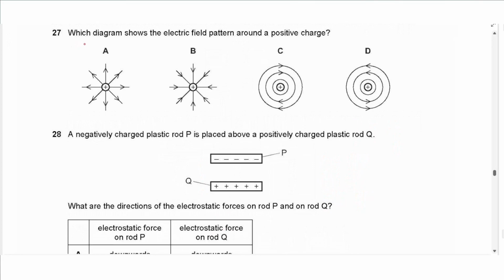Question 27 says which diagram shows the electric field pattern around a positive charge? So a positive charge would emit a radially outward electric field, because when you place any positive charge next to a positive charge, it is repelled away.